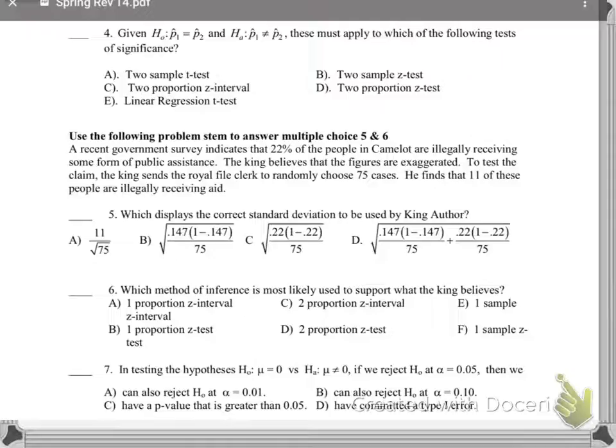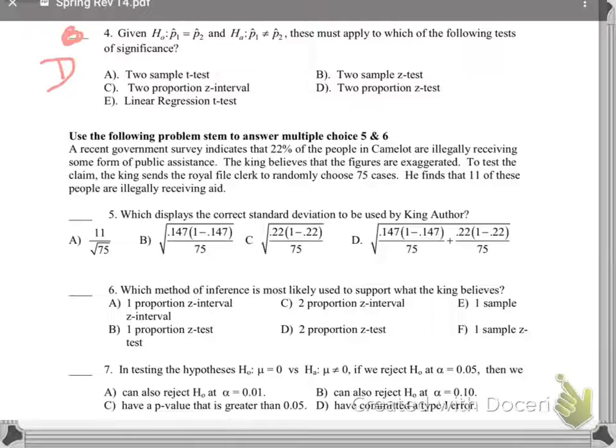Okay, number 4. Do you see that we have a P1 and a P2? So this is a 2 prop. Because we have an H0 and HA, it is a test. So it's going to be a 2 prop Z test. Oh, no, not interval. Silly Schwartz, test. 2 proportion T, so it's D. Make sure you don't make that mistake on the test.